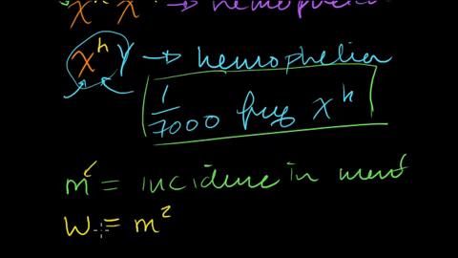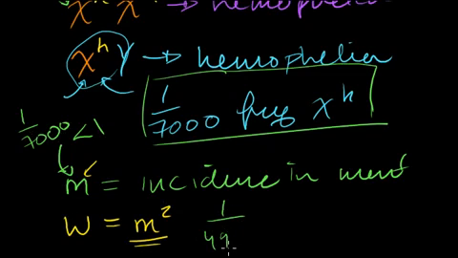And you might say, hey, that looks like a bigger number. I'm squaring it. But you have to remember that these frequencies are less than 1. So in the case of hemophilia, that was 1 in 7,000. So if you square 1 in 7,000, you get 1 in 49 million.